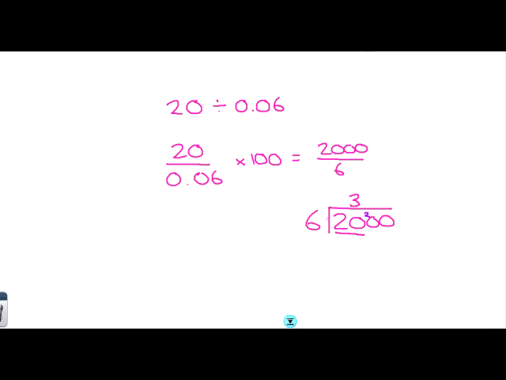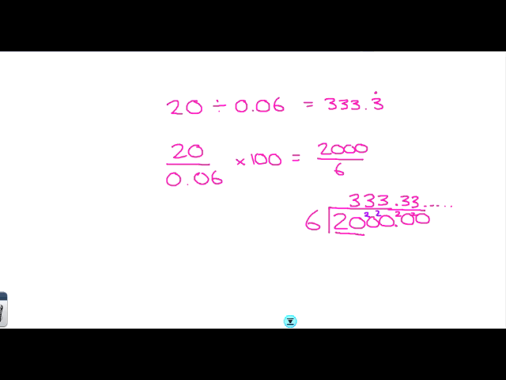So how many 6s go into 20 now? Well, that would be 3 as well, because it's the same question, and we'd have a remainder of 2. And what would happen is we'd keep getting this remainder carrying over. It would go on and on. So the answer to this one is 333.3 recurring. But normally we give you some nicer numbers than that.